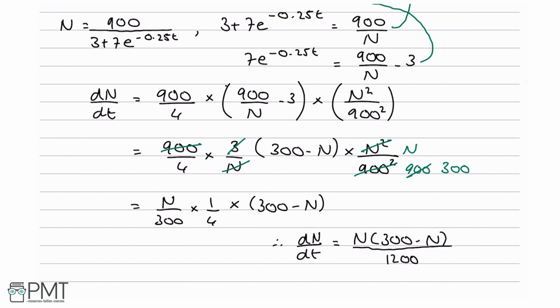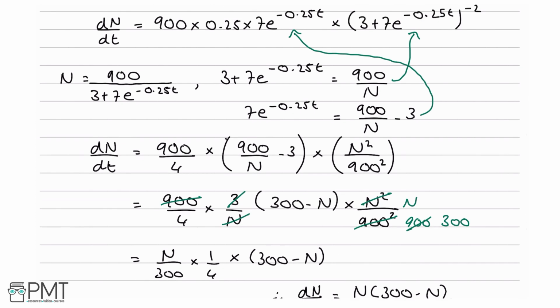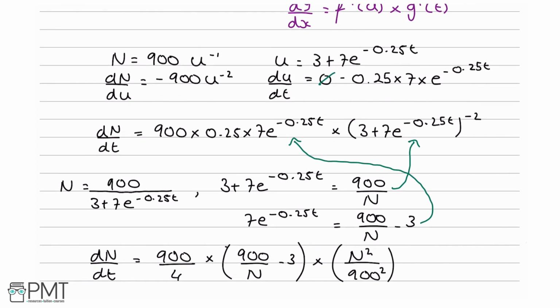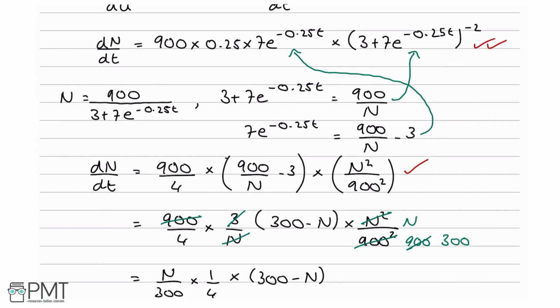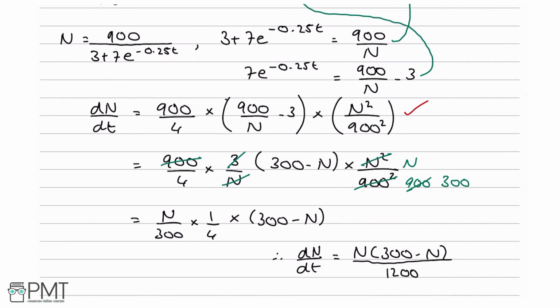So this question is worth 4 marks. Your first 2 marks come from correctly doing the chain rule to get this line. Your third mark comes from substituting any instance of 7e to the minus 0.25t with this correct form of n, so what we have done up to here. And then your fourth and final mark comes from doing the correct algebra to get the final answer as we have down here.